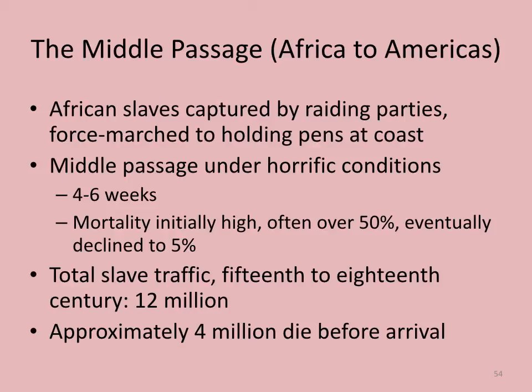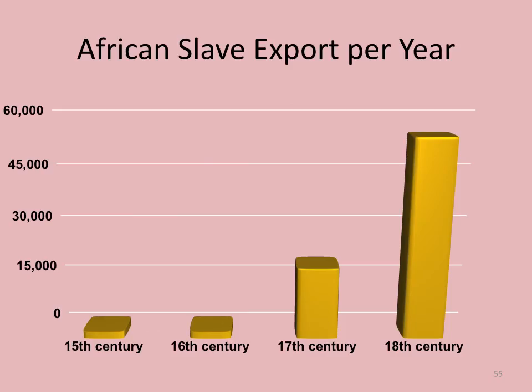Eventually, they are going to cut their losses, and only about 5% die later on into the slave trade. They're going to keep them alive just enough that they make it. Now, the total slave traffic from the 15th to the 18th century is about 12 million people. However, about 4 million of those people are going to die before they even hit the shores.